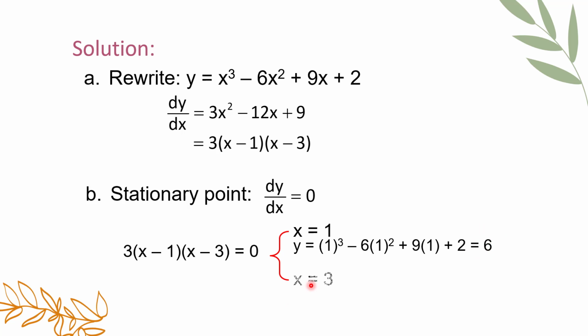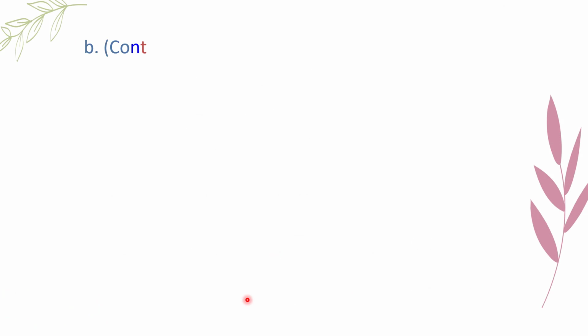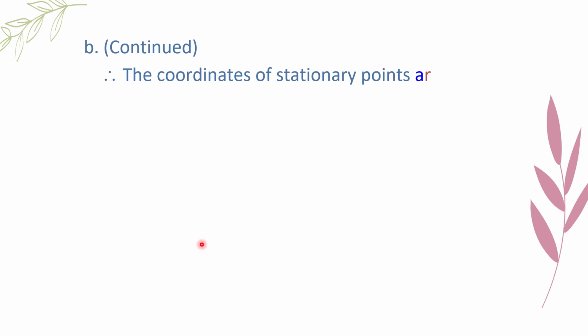And we have the second value of x. When x equals 3, you can also substitute. Now you substitute 3 and you get the value y is 2. So you can see that for the coordinates of the stationary points, we have 2 points. The first one is (1, 6) and the second is (3, 2) respectively.